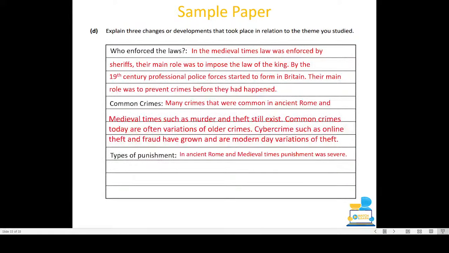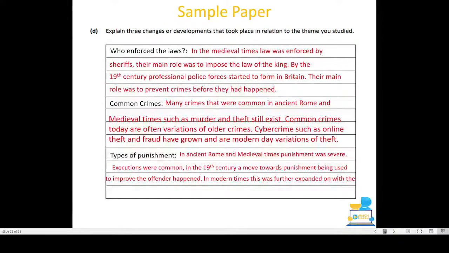So if we have a look here, in ancient Rome and medieval times, punishment was severe. I've referenced 2 time periods here, and I've mentioned how punishment was severe. Executions were common. In the 19th century, a move towards punishment being used to improve the offender happened. And in modern times, this was further expanded on with the introduction of workshops, so prisoners could learn new skills while in prison.